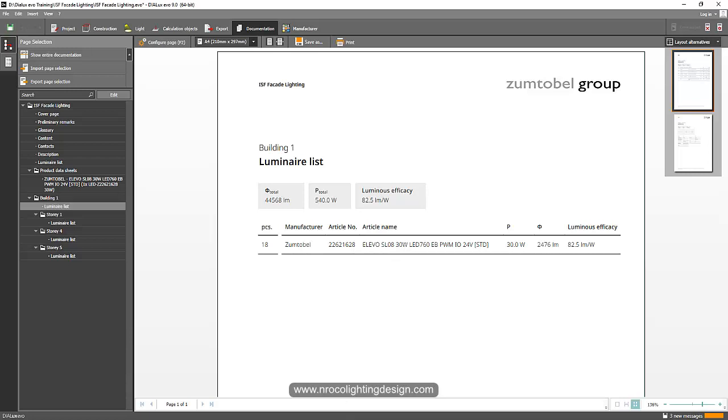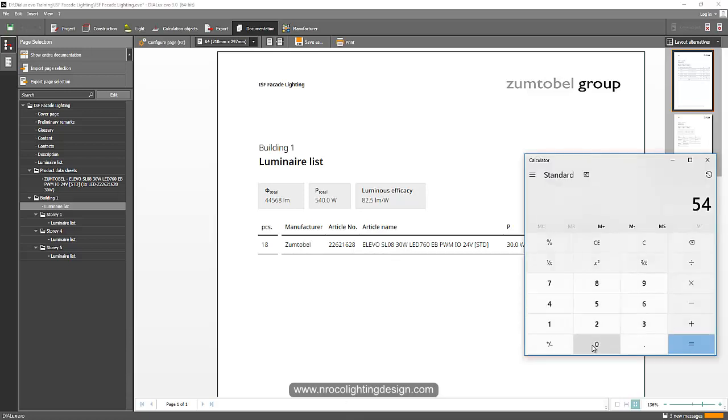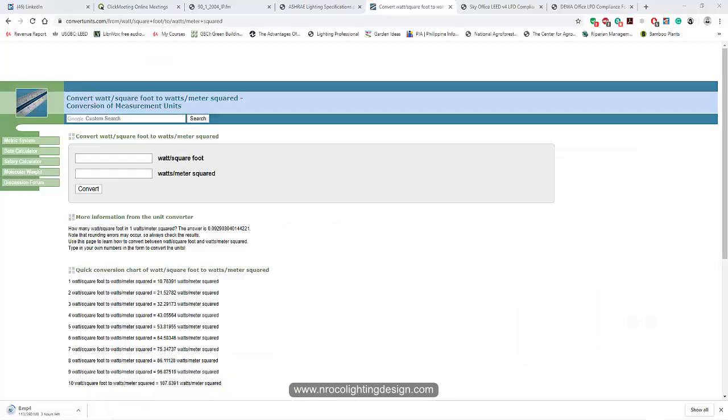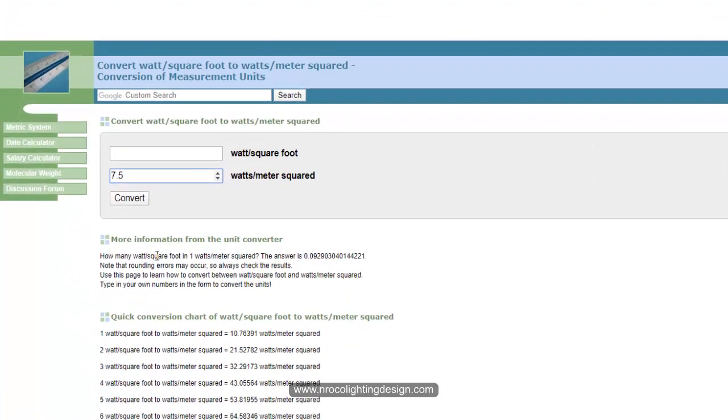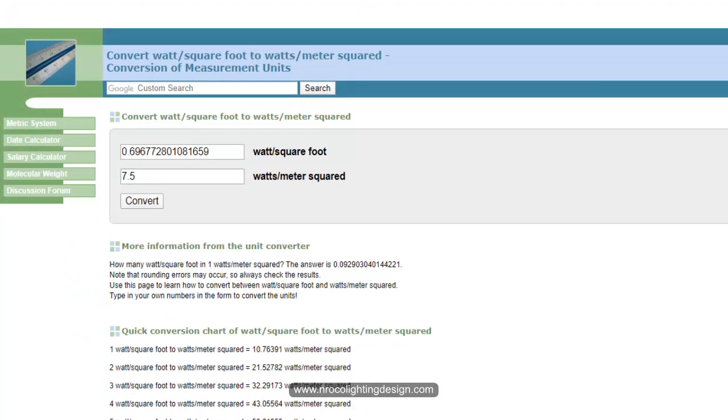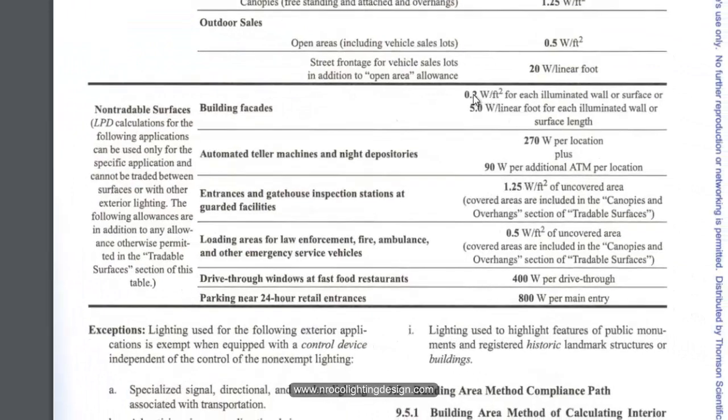Okay, so 540 watts divided by the area in square meters, which is 72. So we have 7.5 watt per square meter. And if we convert that one into square foot, the answer is 0.69. So it means I did not achieve the requirement for this LPD.